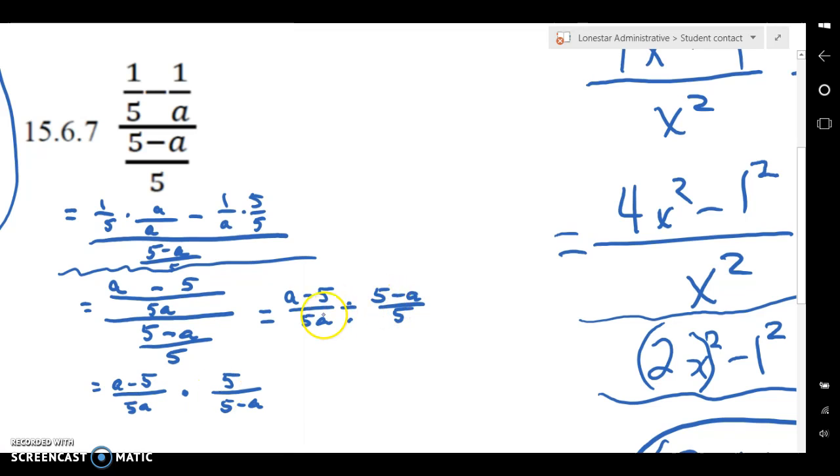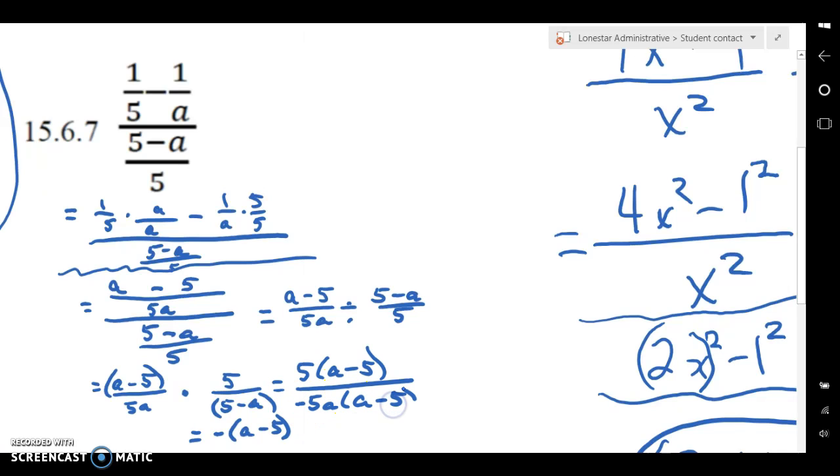And so we keep the first, flip the second, and change division to multiplication. Okay, now we have binomial, binomial, and then monomial and monomial. So what cancels? Because when you're multiplying, you're just going to multiply the numerators over the denominators. And what is 5 minus a? If you remember, it equals the negative of its opposite, a minus 5. So let's write a negative here. That's how we do that.